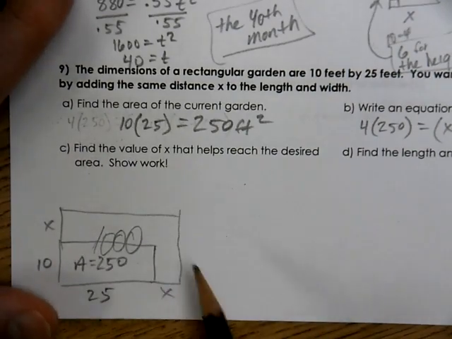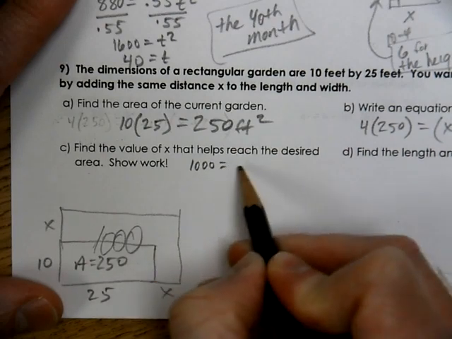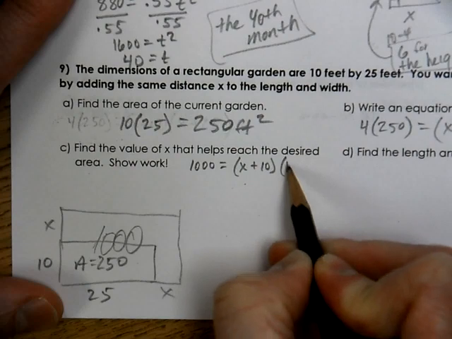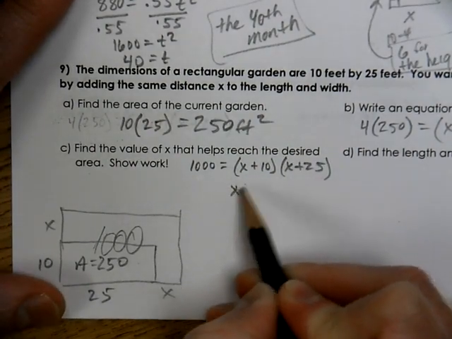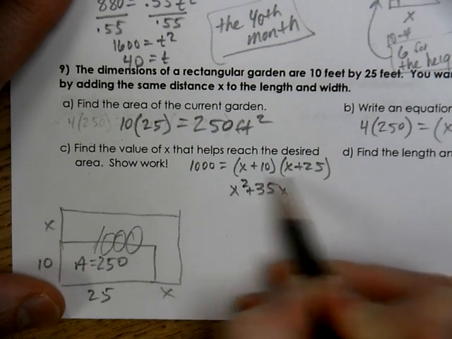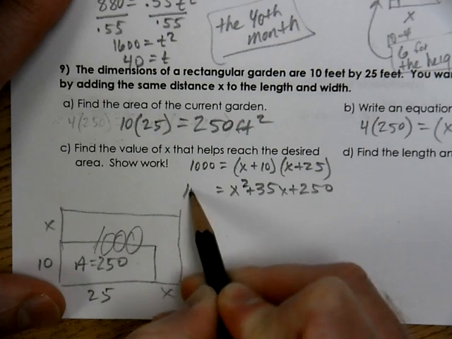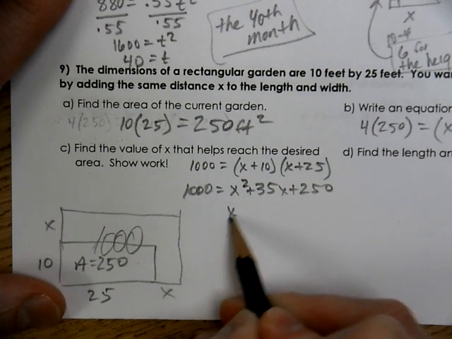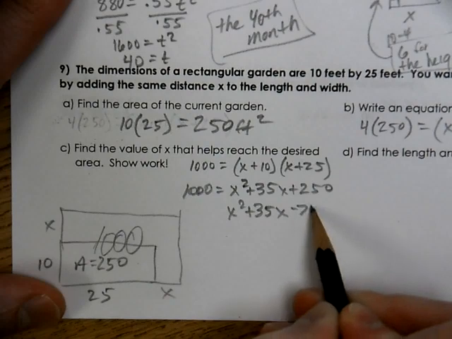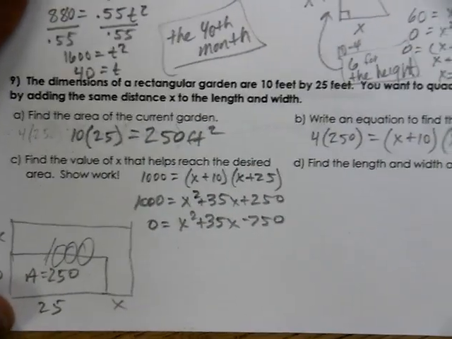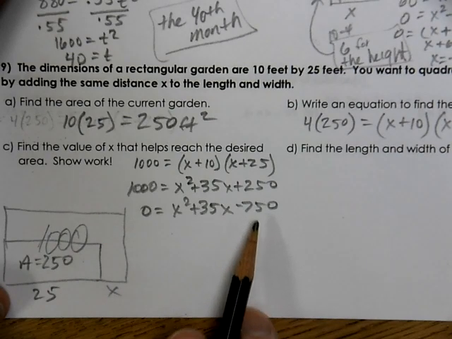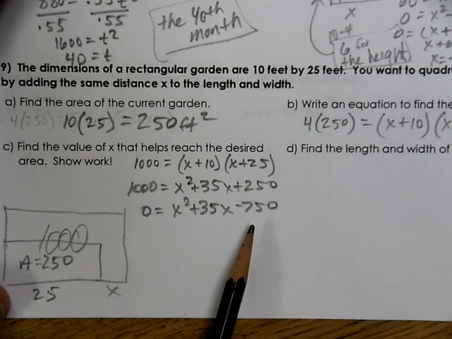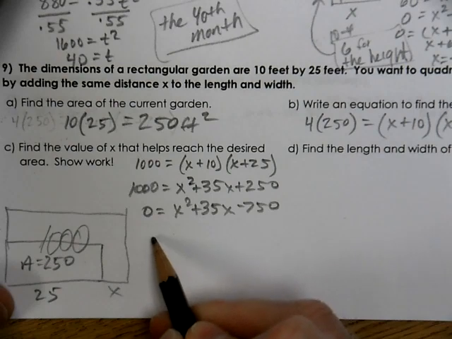Find the value of x that helps us. So we have 1,000 equals x plus 10, x plus 25. This becomes x squared plus 35x plus 250 equals 1,000. We're going to subtract that over. We get negative 750. So maybe this is factorable. What I'm going to suggest is we could just use quadratic formula. If it doesn't jump out at you, don't waste your time looking for it.